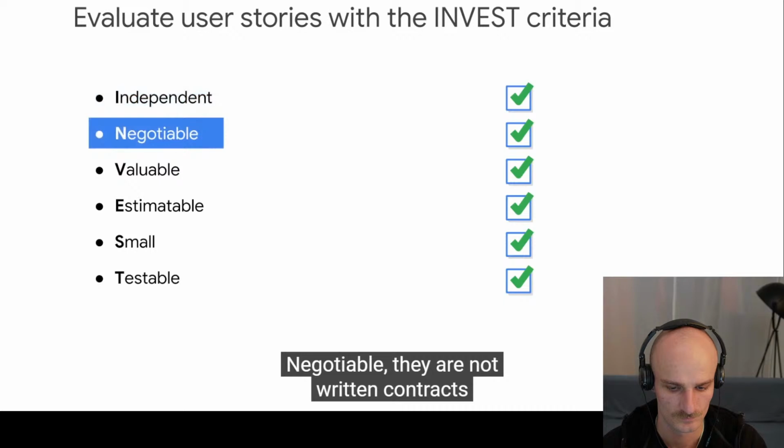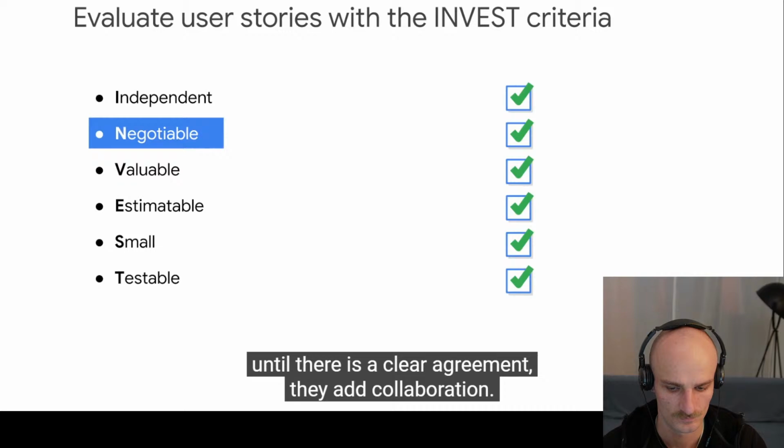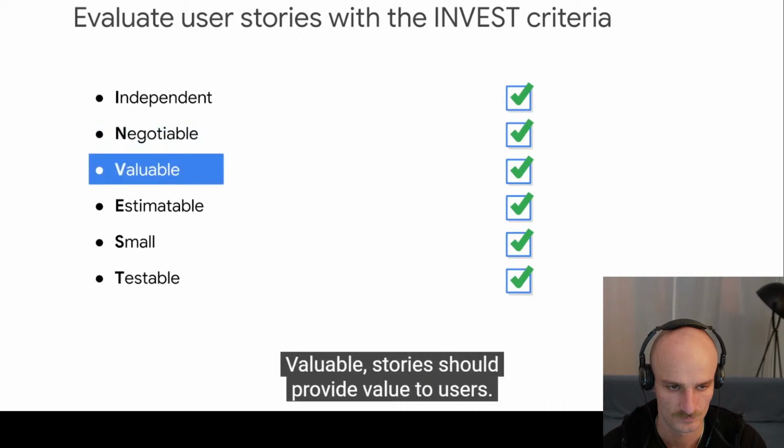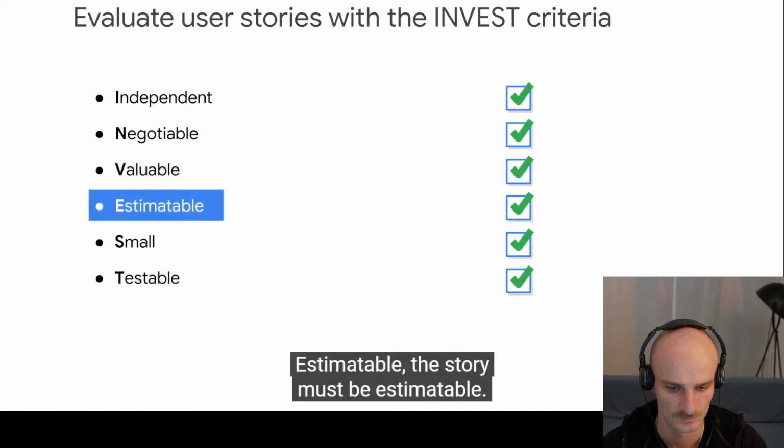They are not written contracts, but are used to stimulate discussion between customer and developers until there is a clear agreement. They add collaboration. Valuable. Stories should provide value to users. Think about outcomes and impact, not outputs and deliverables. Estimatable. The story must be estimatable.